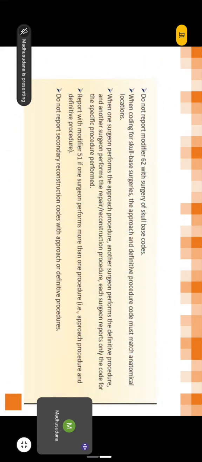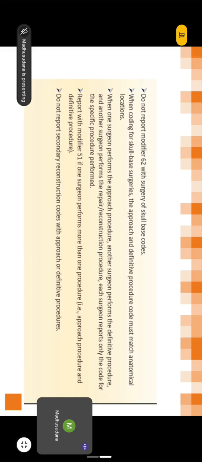And do not report modifier 62 with two surgeons; it is not applicable here for skull base codes. Okay, so this is a basic guideline. Of course, two or three doctors are involved, but they will pay only one payment. It's a huge amount, they are paying a large amount for this procedure. That's why two surgeons are not allowed here. Okay, do not report the 62 modifier.